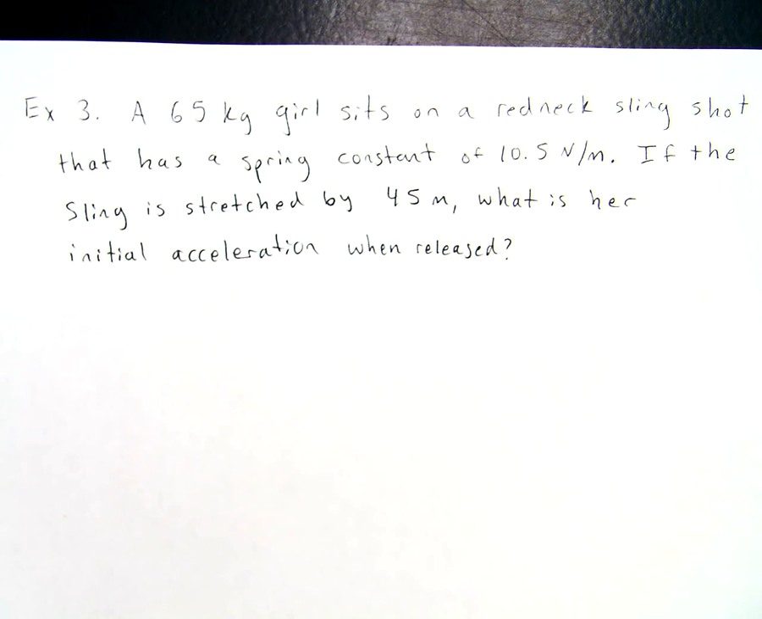They attach a giant bungee cord to strings and they pull a seated person, or someone strapped on, and pull them back with a four-wheeler. It's quite entertaining. So this particular slingshot has a spring constant of 10.5 newtons per meter. If the sling is stretched by 45 meters, what is her initial acceleration when released?